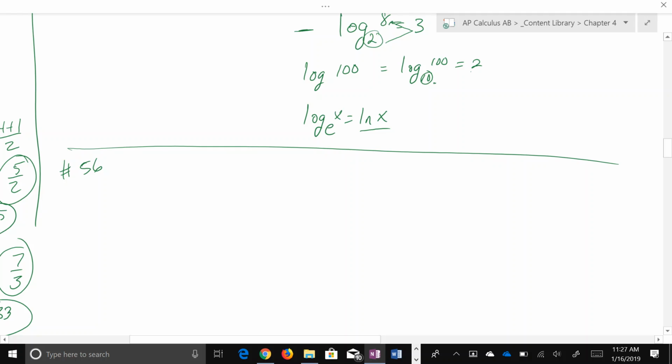So 56, we're finding average value. And remember, this is nothing more than sticking a 1 over b minus a out front of the integral, a to b of f of x. That's all average value is.